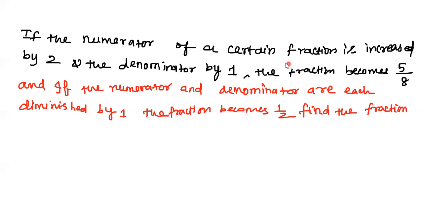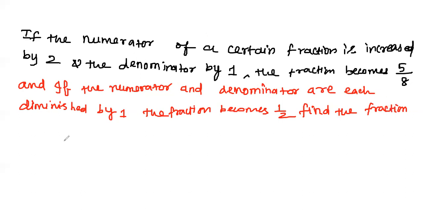I hope you understood the question. The first part of the question is you have to increase the numerator by 2 and you have to increase the denominator by 1. When you do that, the fraction is equal to 5 by 8. Okay, that is one equation. The second part is you are decreasing the numerator and denominator by 1 because they said diminished. Diminish means you are decreasing by 1. Then the fraction is equal to 1 by 2. You need to find what that fraction is.